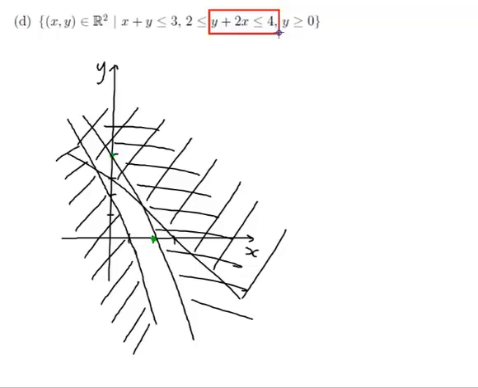Right, one left to do, and that's y is greater than or equal to 0. So that's the top half, so I'll cross out the bottom half. And I'm left with a quadrilateral in the middle there. So let me redraw my diagram, so it looks prettier, not so much cross-hatching everywhere.